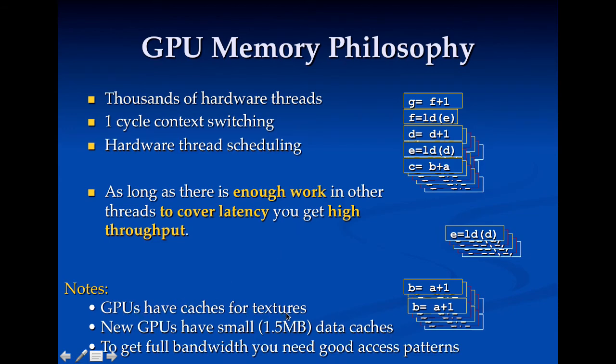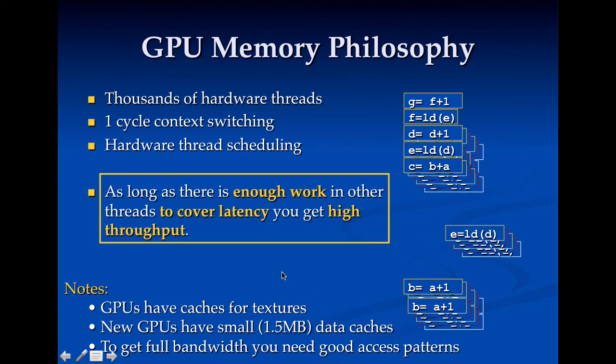So there are a few notes here. GPUs have caches for textures, they've always had that, and newer GPUs have a small amount of caching for data, but it's a very small amount compared to the number of threads they have. So you may have 1.5 megabytes of shared cache for 1,500 threads. So that's a very small amount of cache per thread. And in order to get the best access, the best throughput, you need good access patterns. So it's not just enough to do this, you also have to make it work well with the DRAM.